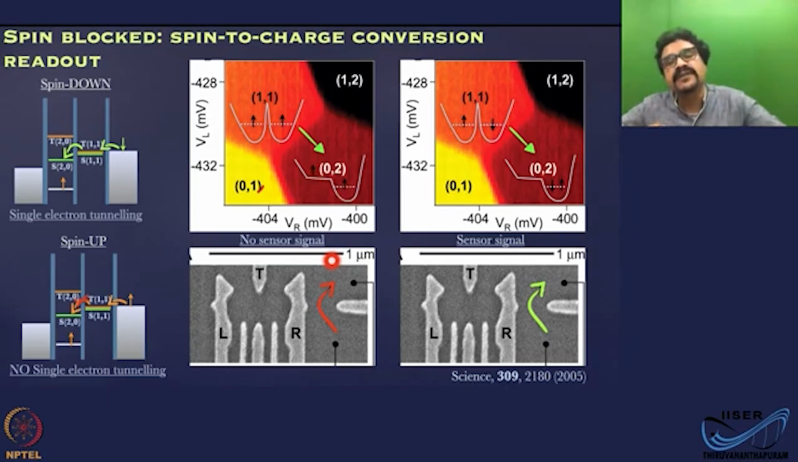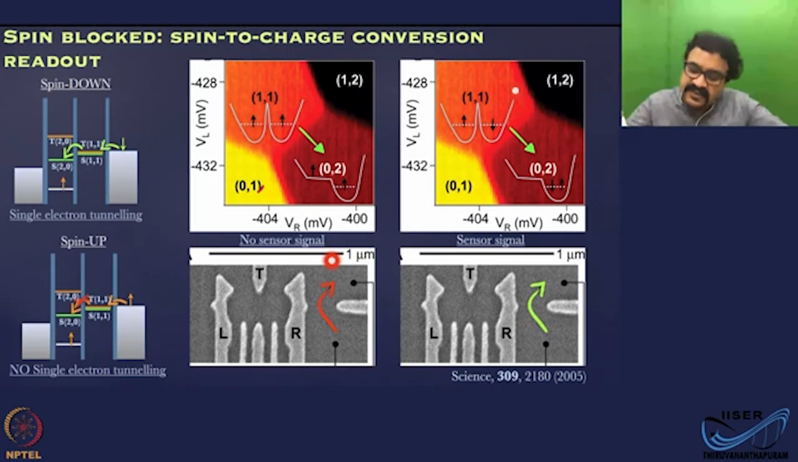That means you have a sensor here. This sensor can detect whether the electron has gone from here to here or not. The sensor will not show any change in the current. That sensor will not register any event. If the sensor is not registering any event, you can say it's a spin 1, it's a state 1. Qubit state belongs to 1.